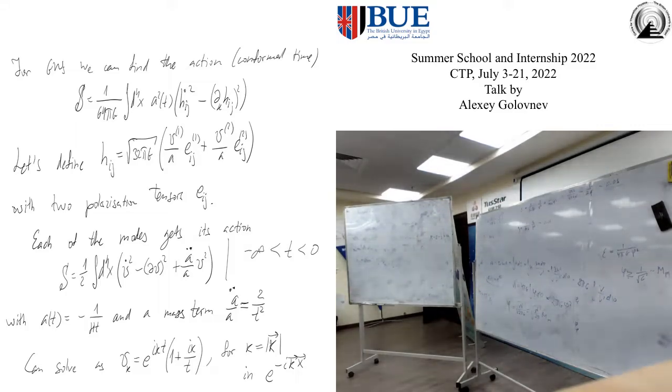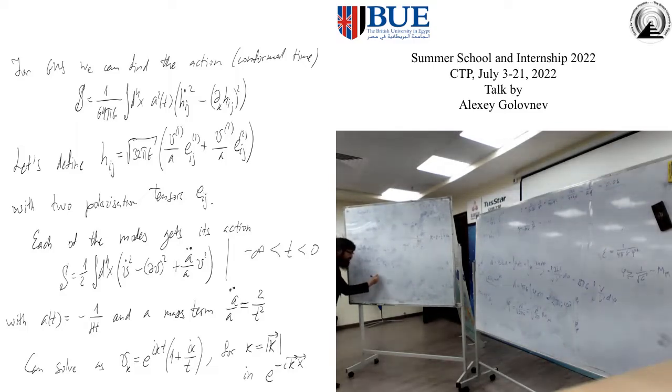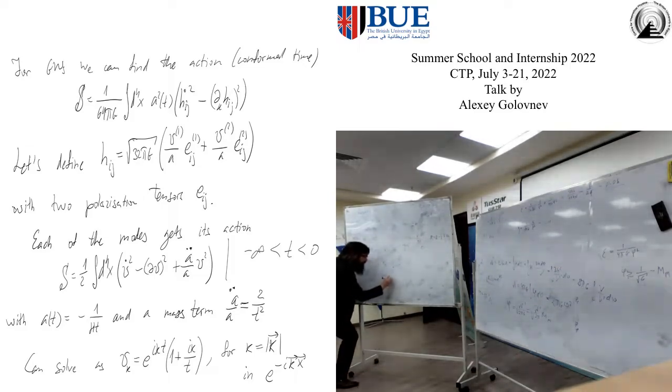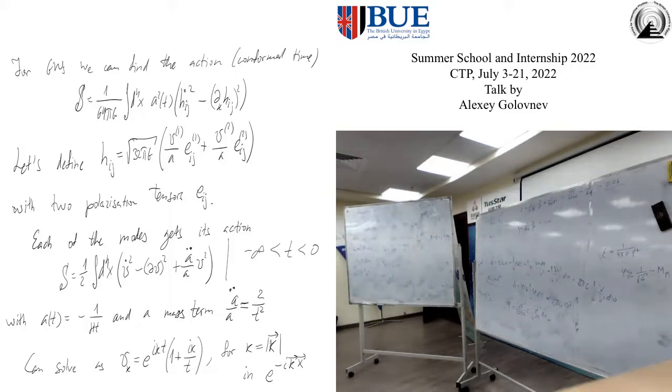So if a was constant, and that's basically what I get, let's forget about 2 polarizations, I just take one of them, and after all I will just multiply by 2 the results. I have the action like this: v dot squared minus gradient v squared, and it would be all the thing if a was constant, but since it's not constant, I get a time-dependent mass term, like that.